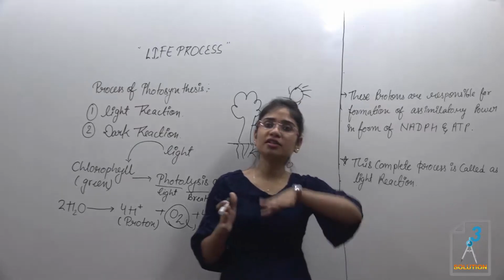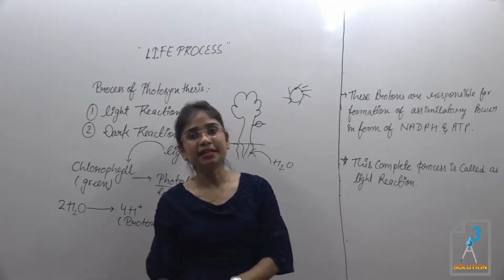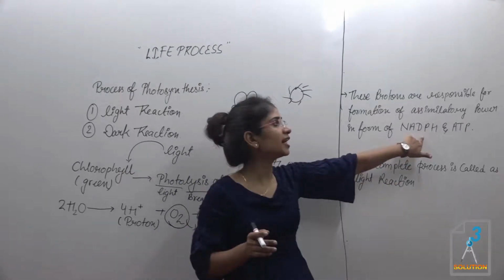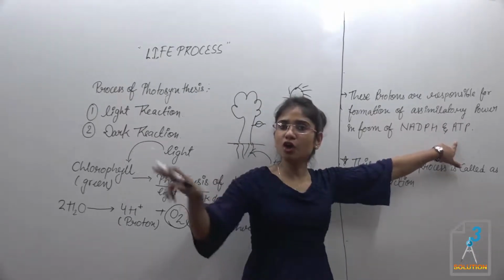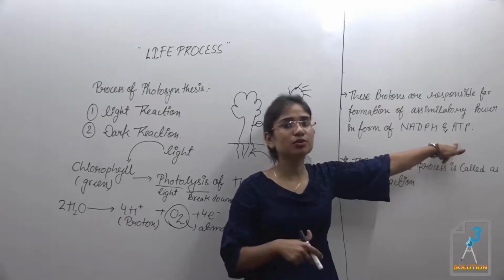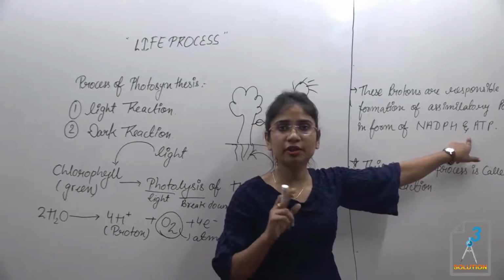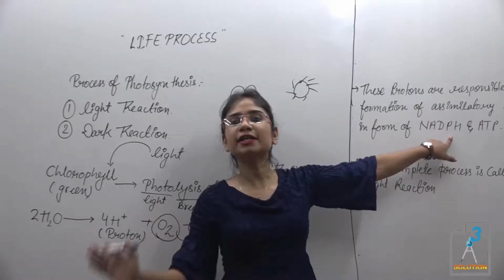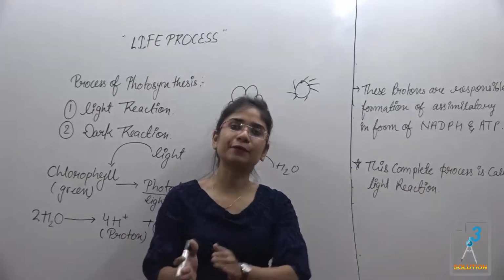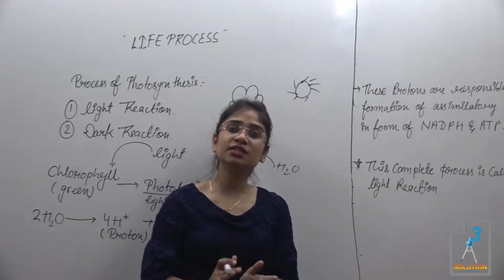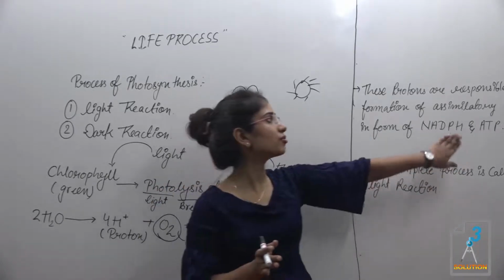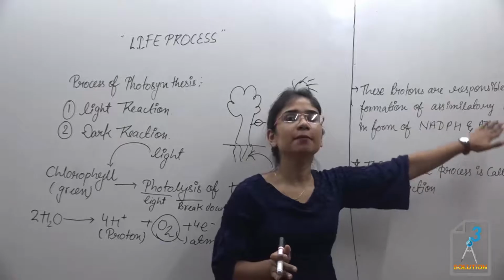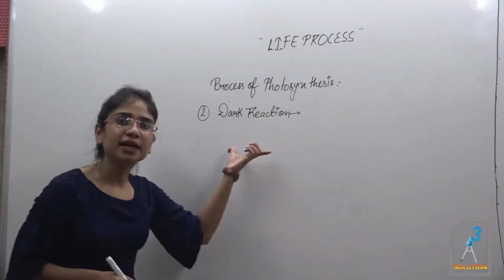The dark reaction is not directly, but indirectly dependent on the light, because the formation of NADPH and ATP is dependent on light. If light will not be there, the formation of these two forms of energy will not be there. If these two forms of energy will not be there, we are not able to run our dark reaction. These are the products of the light reaction, NADPH and ATP. So after light reaction, we have a dark reaction to understand.